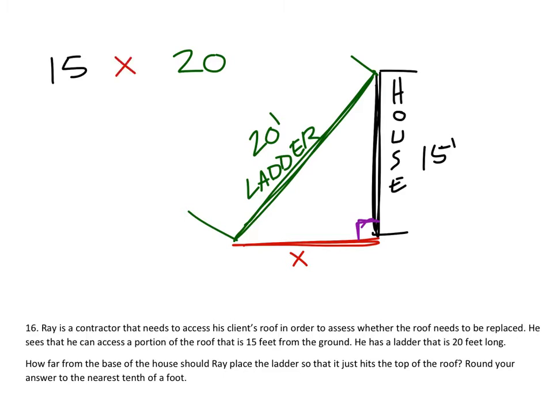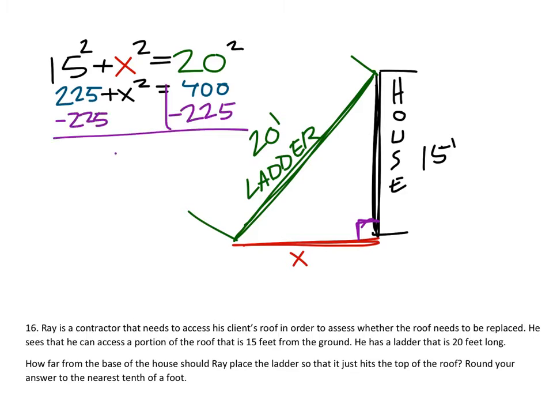Alright, this is the Pythagorean Theorem, so I've got the two legs that are squared added together, which would give me the hypotenuse squared. So to solve this one, let's evaluate 15 squared, which is 225, and 20 squared is 400. Now to evaluate this, we're going to subtract 225 from both sides of this equation. And then that gives us x squared equals 175.